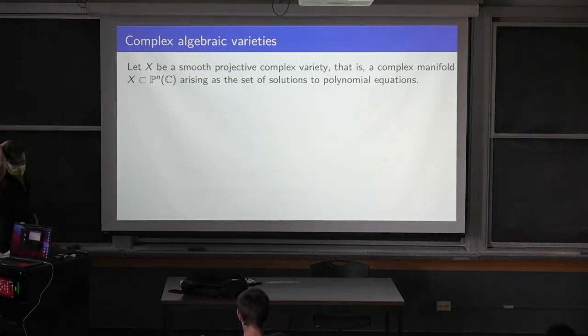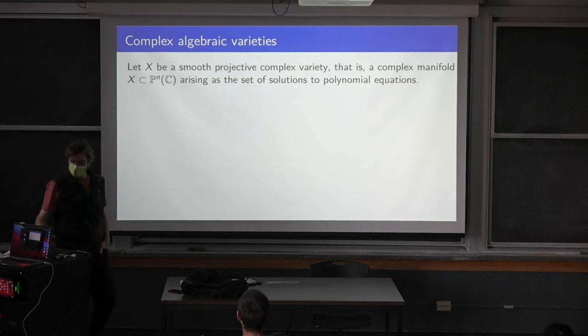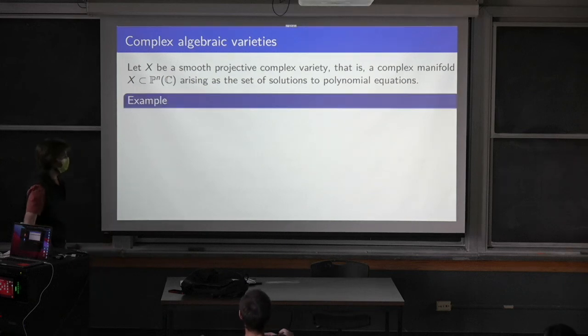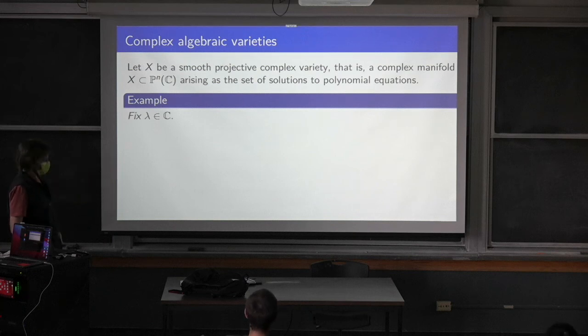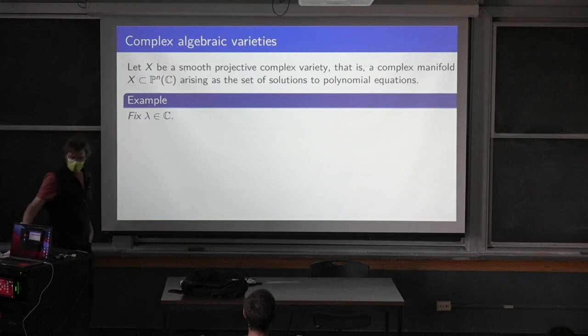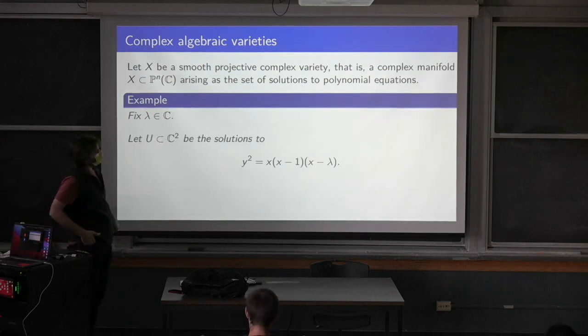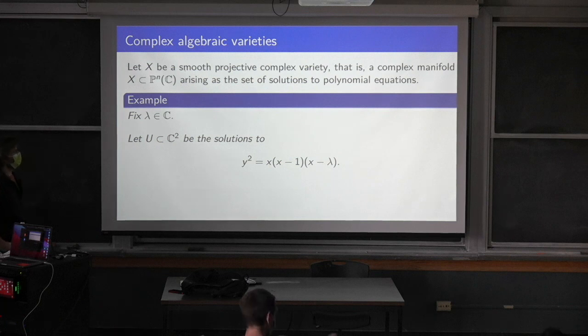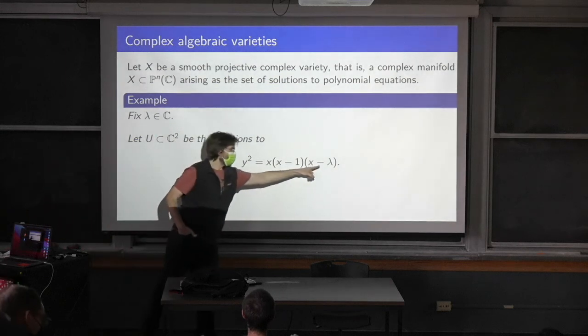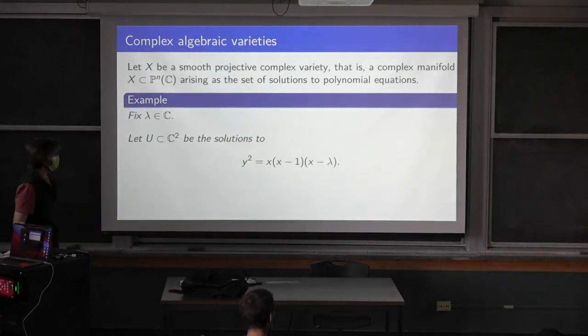As a recurring example, a very simple example, I want to take with us the example of an elliptic curve. So fix some parameter lambda. It should not be 0 or 1, for reasons I'm about to say. And let U inside of the complex plane be solutions to this particular cubic equation. So lambda should not be 0 or 1 in order to make this a smooth algebraic curve.